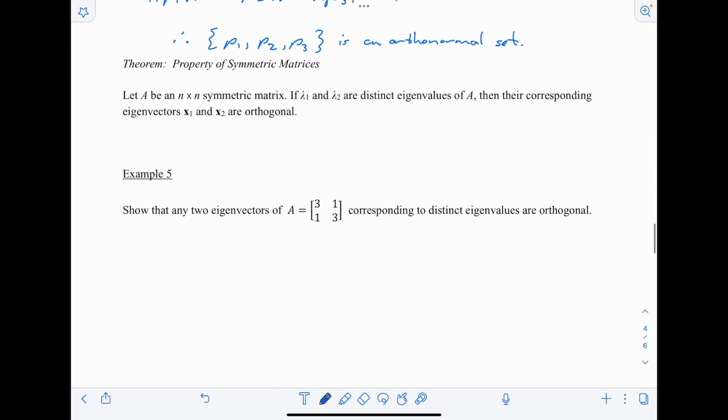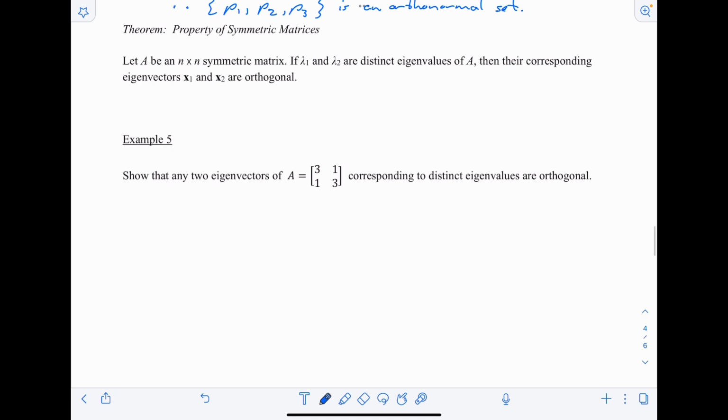We've got another theorem here. So the properties of symmetric matrices. Let A be an n by n symmetric matrix. If lambda 1 and lambda 2 are distinct eigenvalues of A, then their corresponding eigenvectors, x1 and x2, are orthogonal. All right, so show that any 2 eigenvectors of A equaling 3, 1, 1, 3, corresponding to distinct eigenvalues, are orthogonal. So let's go ahead and actually find the eigenvalues for this and then get the eigenvectors from that.